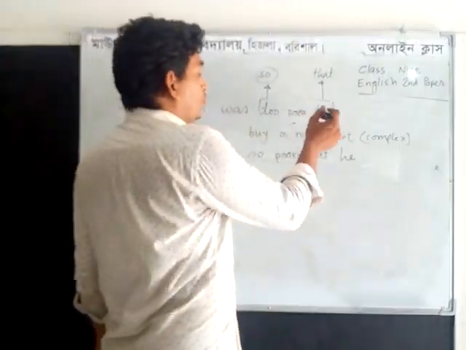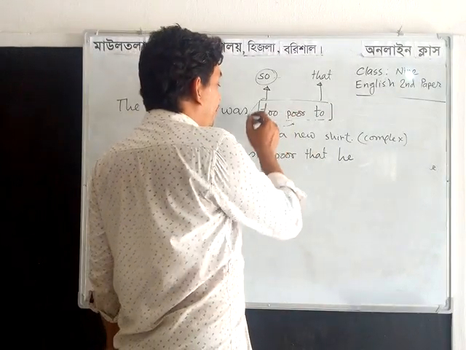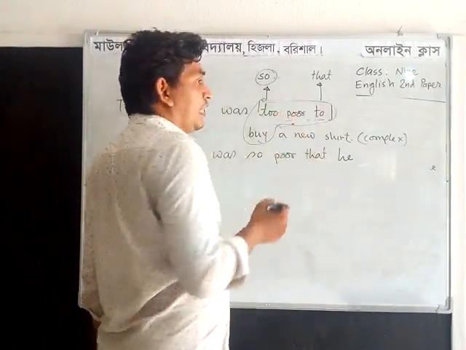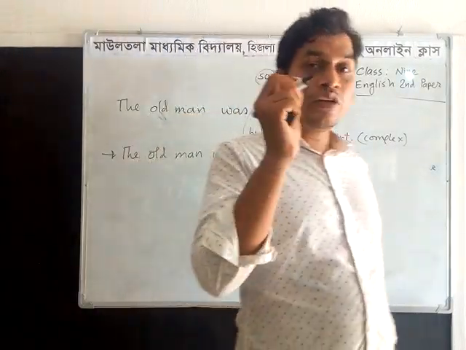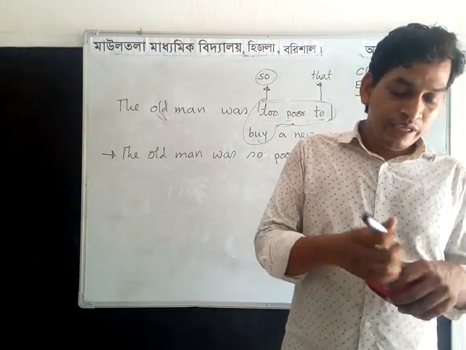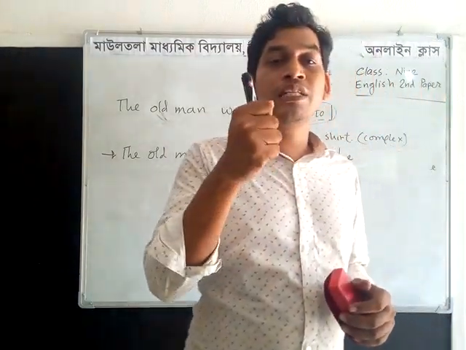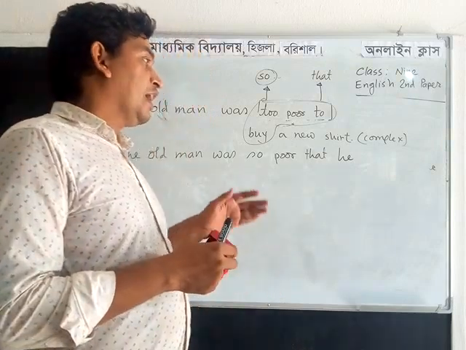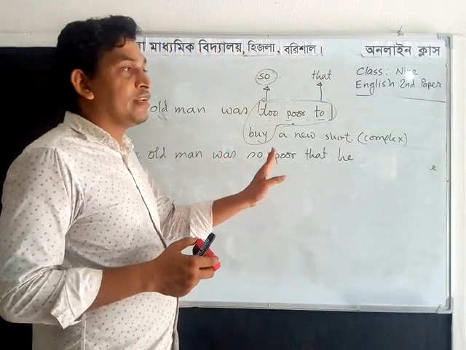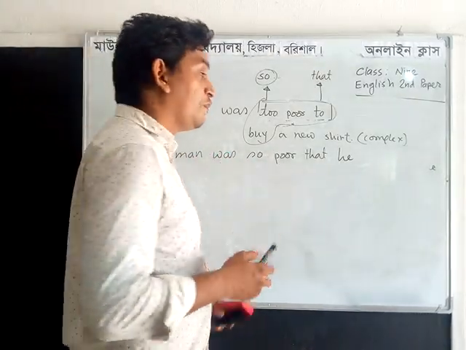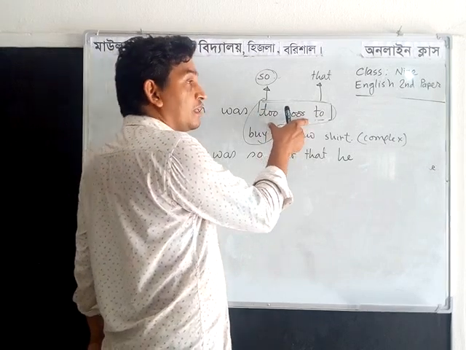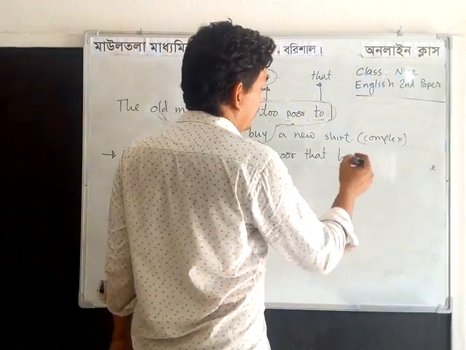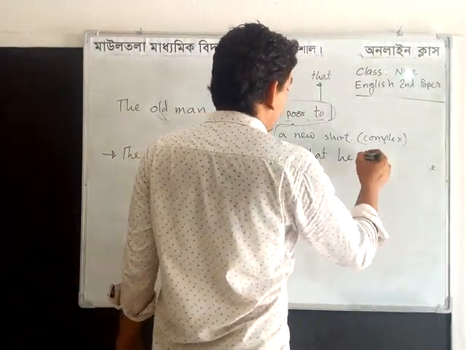"Too poor to buy" refers to inability. That means the poor man cannot buy a shirt because of his poverty. In this sentence, the poor man's inability to buy a shirt has been introduced. That's why I have to write here "not", because this has a negative meaning: that he could not.